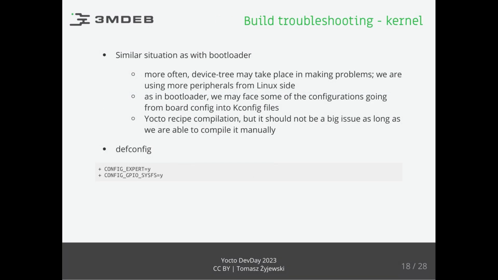In the kernel, we have a similar situation as with the bootloader, but here we often work with the device tree, as we are probably using more peripherals on the Linux side. So yeah, this is the first example with the defconfig: one of our users was using the GPL file system configuration, and to be able to enable it, we needed to find some additional configs. In this situation, it was the config expert one, just to correctly enable what the client wants.